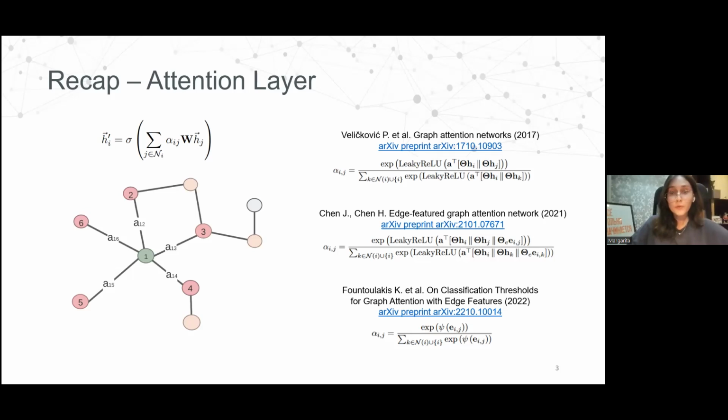And as a result of applying this attention mechanism, we can say that some neighbors will have a more significant impact on the node embedding of a central node, which is green in this picture.